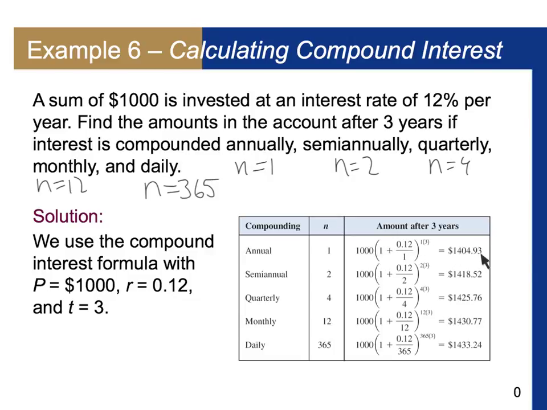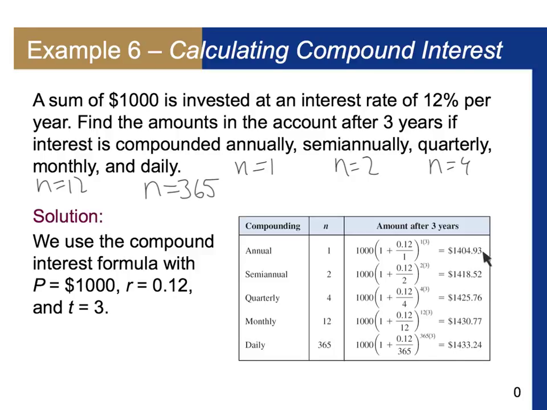So 1,000 times that is 1404.93 for annual. For semi-annual, our n is 2. So now we have a 2 here and a 2 here. So 1 plus 0.12 divided by 2 to the 2 times 3, to the 6th power, gives us 1418.52. Quarterly, our n is 4. So now we have 4 here and 4 here, and that gives us 1425.76. Monthly, our n is 12, so we have a 12 here and a 12 here, and that gives us 1430.77. And daily, our n is 365, so we put our 365 here and here, and it gives us 1433.24.